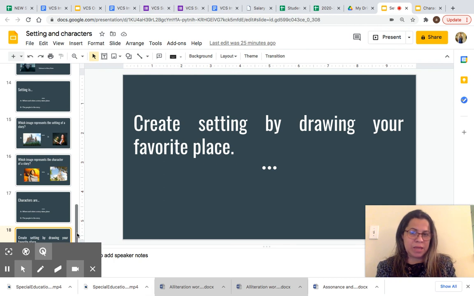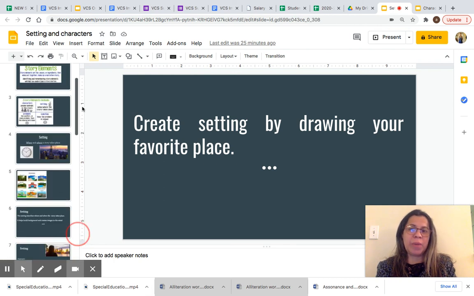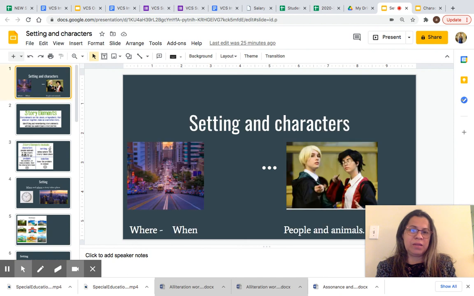In today's lesson, we learned about setting and characters. Setting is where and when a story takes place, and characters are people and animals in the story.